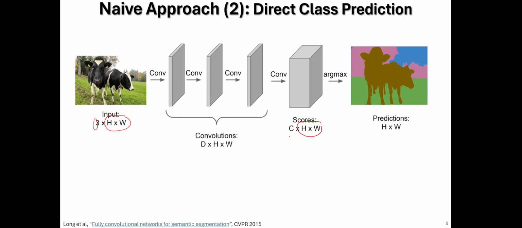And then finally, the channel number in the final convolutional layer has to match your classes. So if you have C classes, this has to be C channels here. So C cross H cross W.